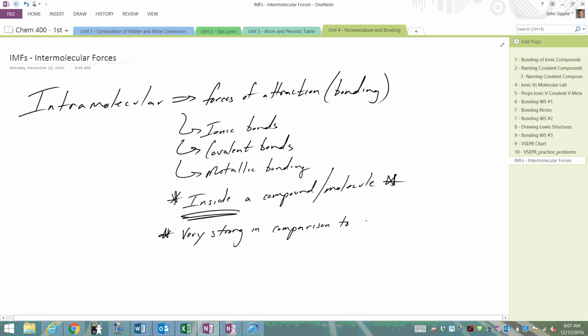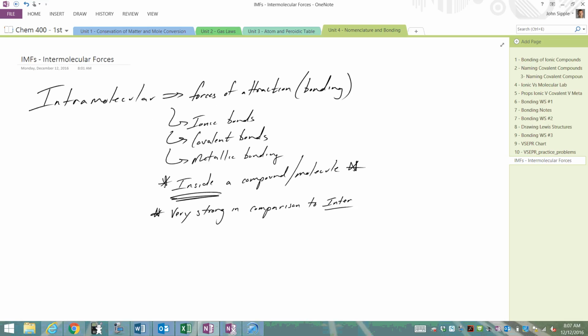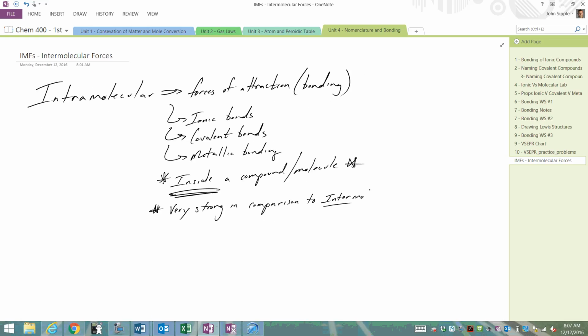In comparison to the intermolecular forces we're going to talk about. At this point, the only types of stuff we've been talking about is intra, internal, inside a substance, inside our ionic compound, inside a metal, far stronger than the forces we'll talk about today. Intra is internal.